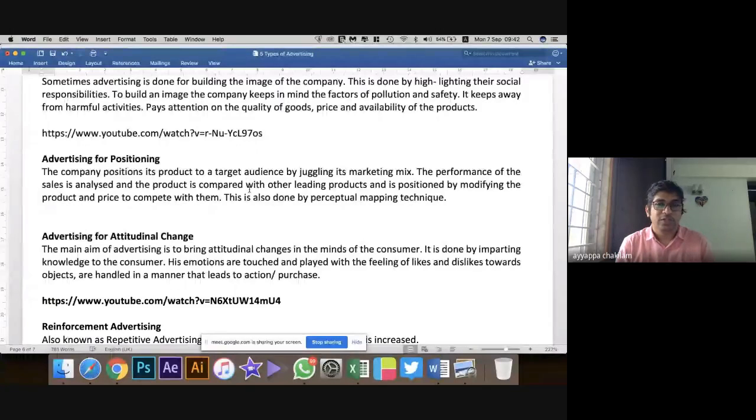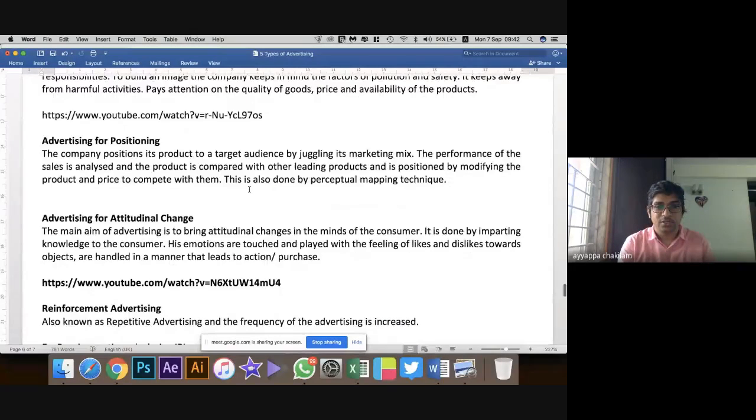Maruti is known mostly for its budget cars. When it releases a premium car, how does it position itself at that point of time? That is important for Maruti Suzuki. That is advertising for positioning.